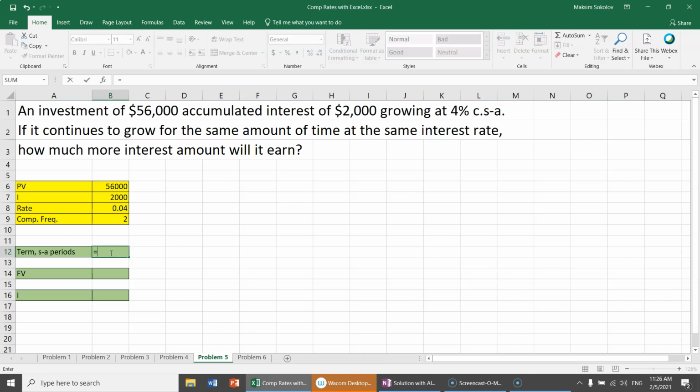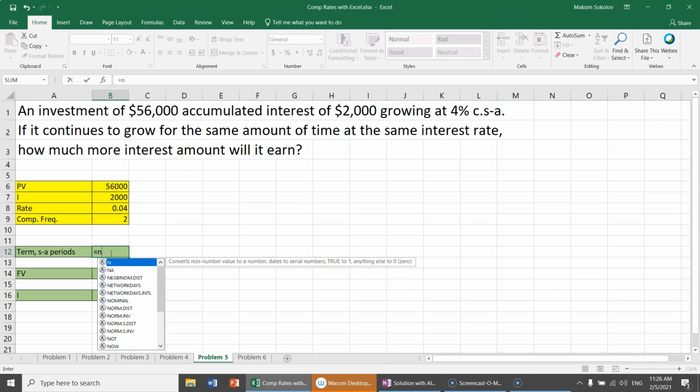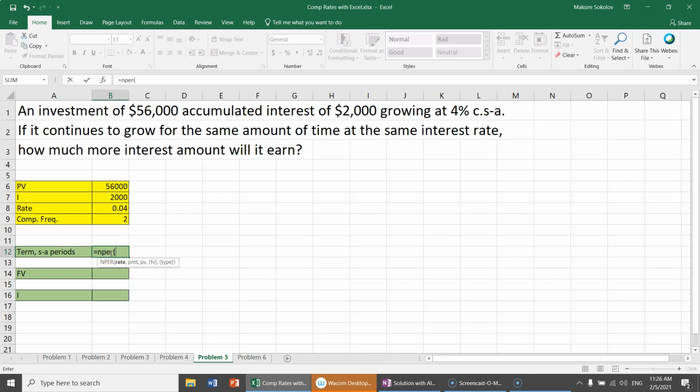The function to find term is NPER. NPER stands for number of periods. First, we'll be looking for rate. Again, this is a periodic rate. So we'll take that nominal rate in B8 and divide by the number of periods, which is in B9. That will give us periodic rate. Then payment. Again, because that's not an annuity, payment is 0.